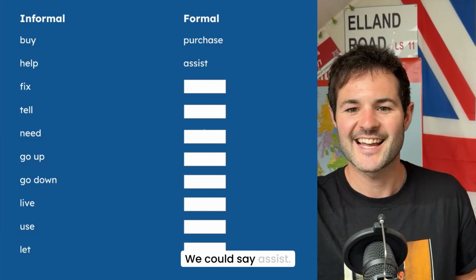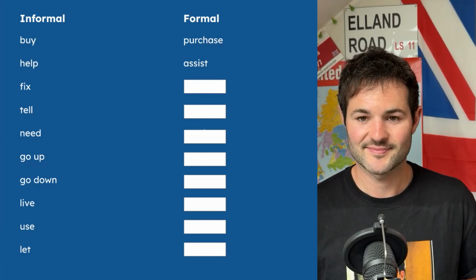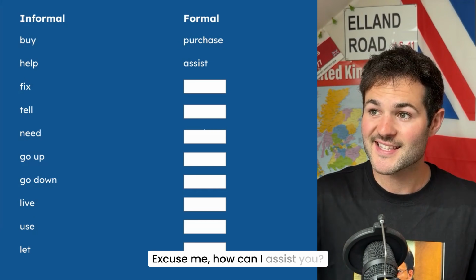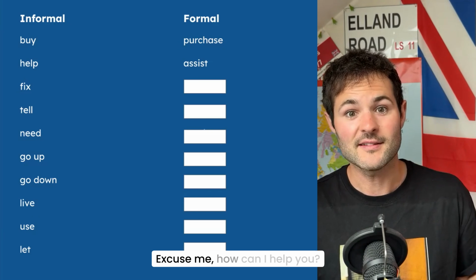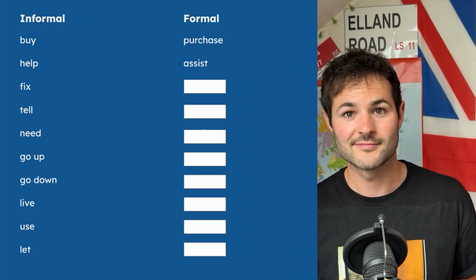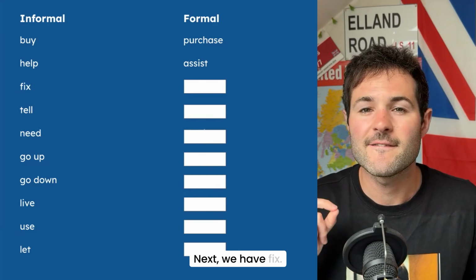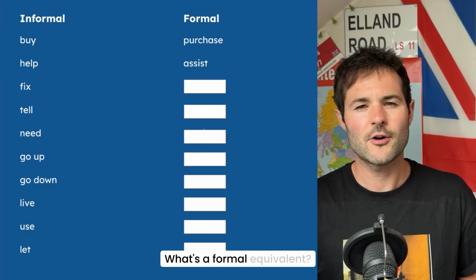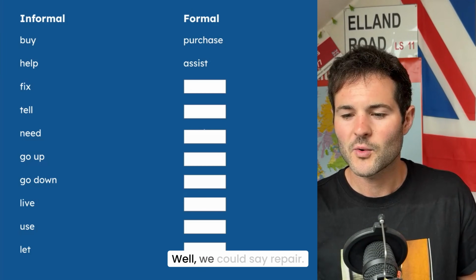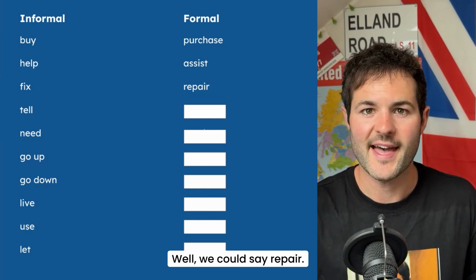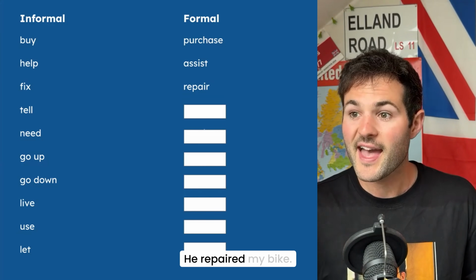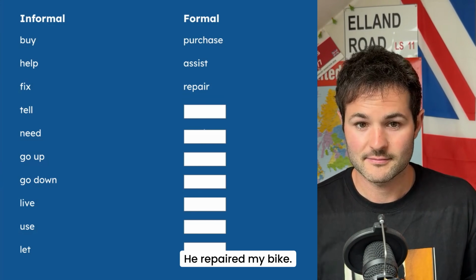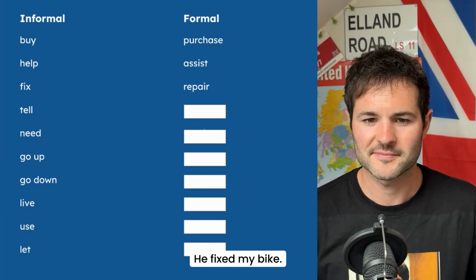We could say assist. Excuse me, how can I assist you? Excuse me, how can I help you? Next, we have fix. Fix. What's a formal equivalent? Well, we could say repair. He repaired my bike. He fixed my bike.